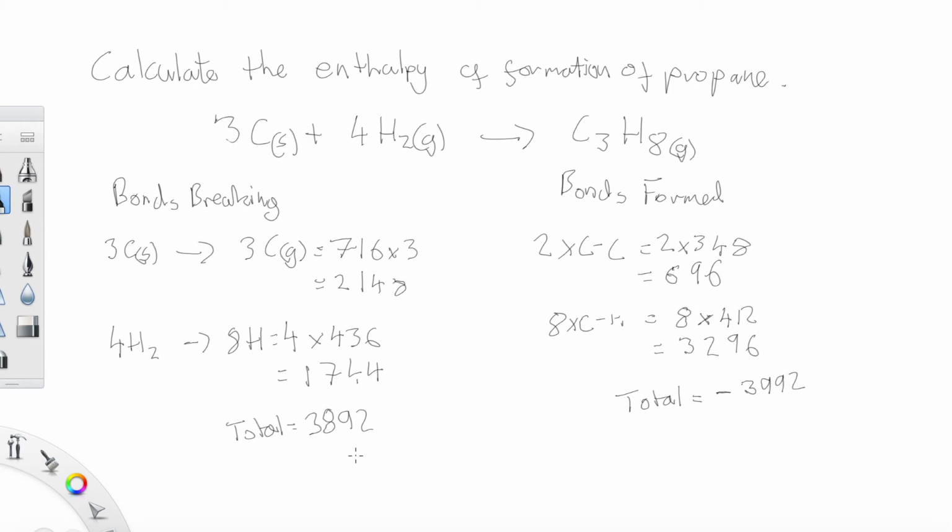So the total is negative 3992. If I want to work out the enthalpy change of formation for propane, I need to do the sum of the change in enthalpy for bond breaking plus the sum of the change in enthalpy for bond forming. So I'll just call that F. So I've got 3892 plus negative 3992. And I don't need my calculator for this one. This one will equal negative 100 kilojoules per mole.